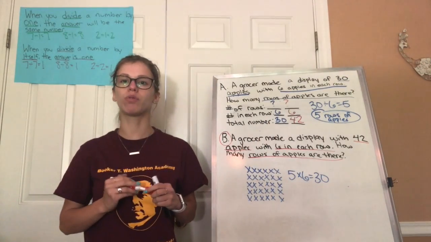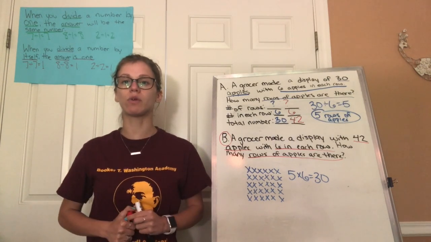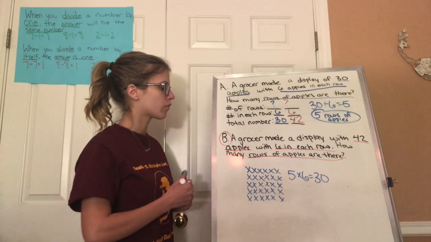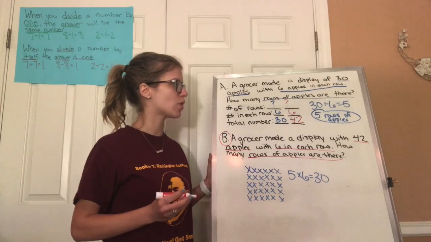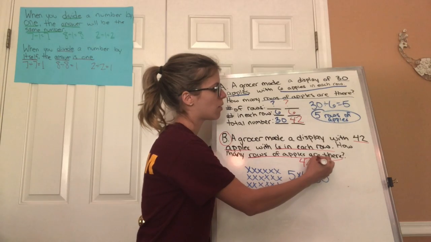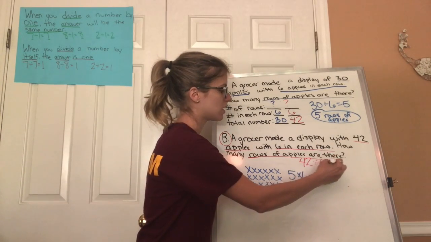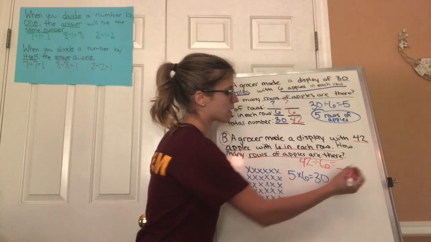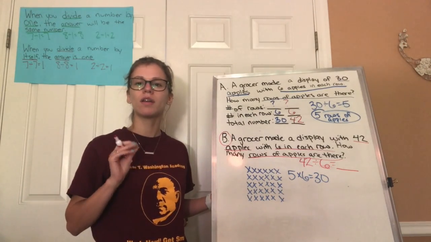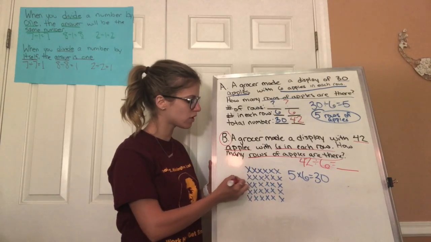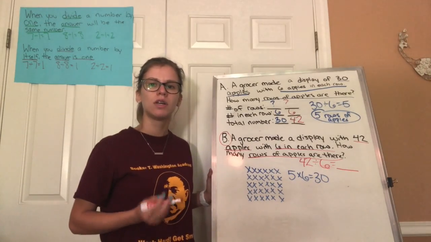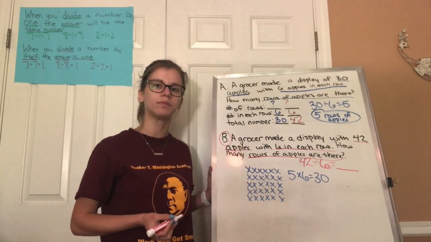Pause me and compare these two problems, and what do you notice that are the same and different with them? What I notice now with this problem is we're trying to figure out 42 apples broken up with 6 in each row, and we're trying to figure out how many rows there are. So again, we have the same number in each row. So what I can think about is how can I use this picture that we already have of 5 rows with 6 apples in each row to help me solve this problem.